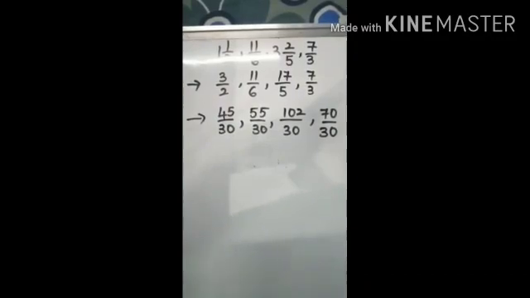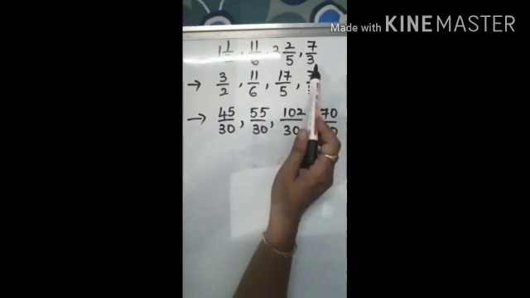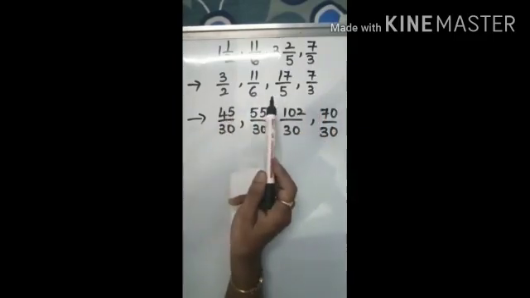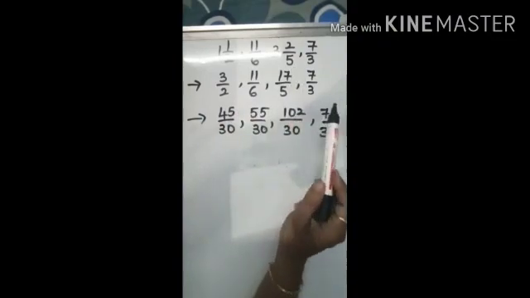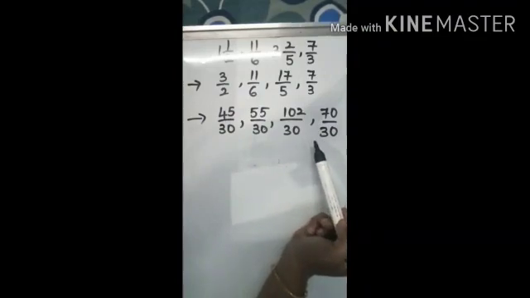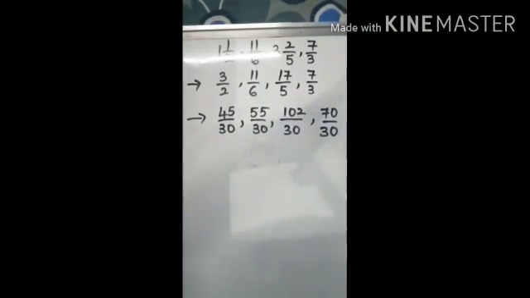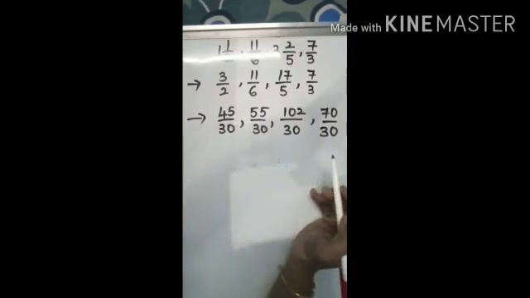Now we have seen how to convert the given unlike fractions into like fractions. The given fractions were 1 1 by 2, 11 by 6, 3 2 by 5, 7 by 3. We first converted them into improper fractions, that is 3 by 2, 11 by 6, 17 by 5, 7 by 3. After that, in the second step, we converted them into like fractions, that is we made the denominators the same. Why do we make the denominators the same? To make it easier for us to compare the numbers. Now all the denominators are the same, so we compare the numerators.